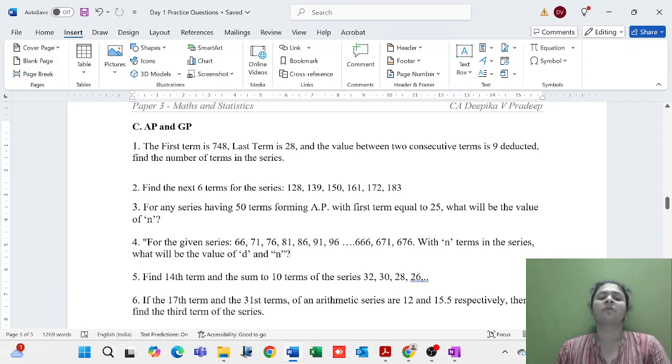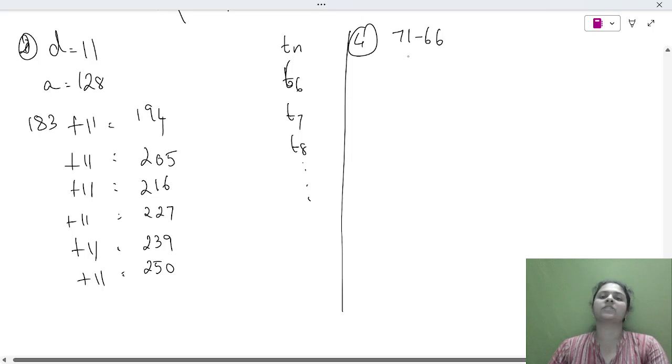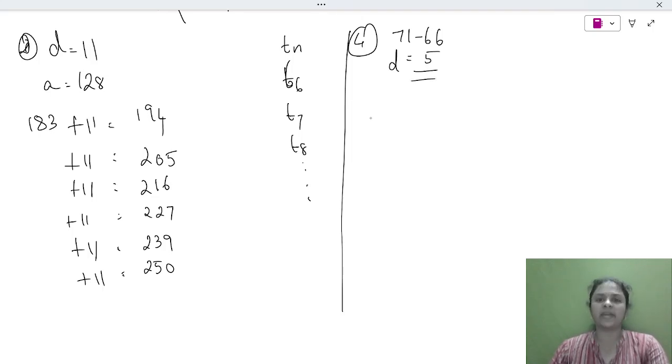Fourth one, for a given series 66, 71, 76, 81, 86, and so on till 676 with n terms. What is the value of d and n? So how to find out d? We have to do T2 minus T1. So what is the value of D? D is equal to 71 minus 66 or T3 minus T2, whichever you can do. So D is equal to 5.